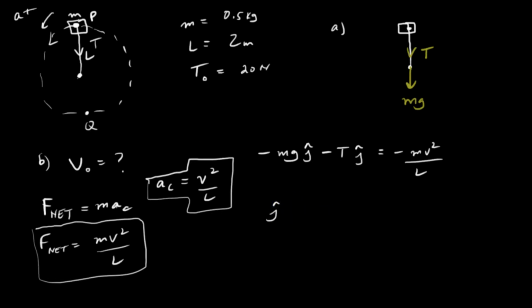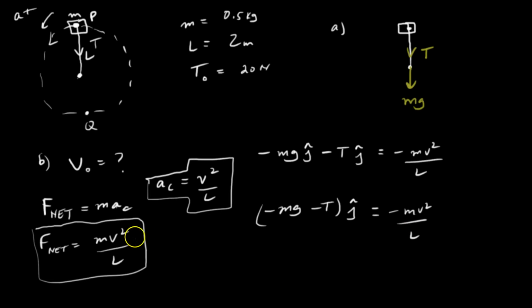Technically I shouldn't write this. Since j hat is the direction, it always comes last. You see I'm writing mg here and then j hat after. So we could write it like this: negative mg minus T in the j hat direction. You see I'm just combining the components, not multiplying as with the dot product. It's just factoring out a j, equals negative mv squared over L.